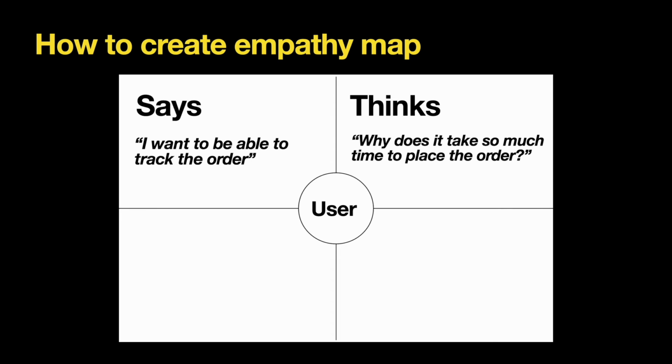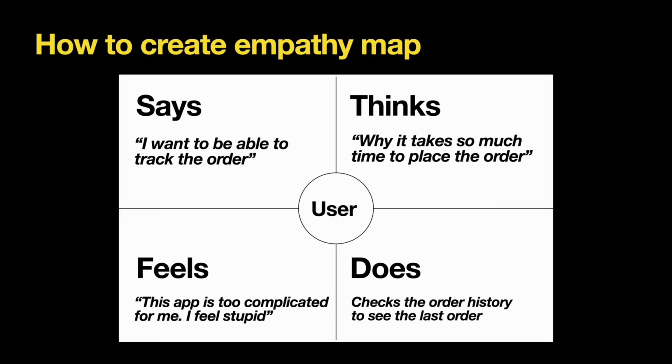You can collect this information by asking the user to think out loud during the usability testing session. Alternatively, you can ask the user to verbalize what they are thinking if you notice that the user has some problem with your product. The section Does is all about actions that the user takes in a product in order to get the job done. You can see the actions by observing the user behavior during the usability testing sessions. And Feels is about the user's mood and emotions.